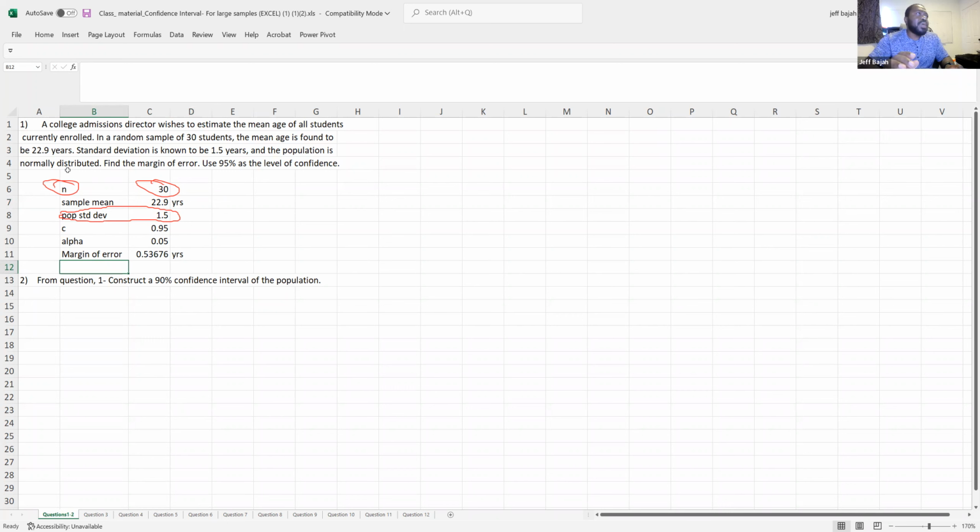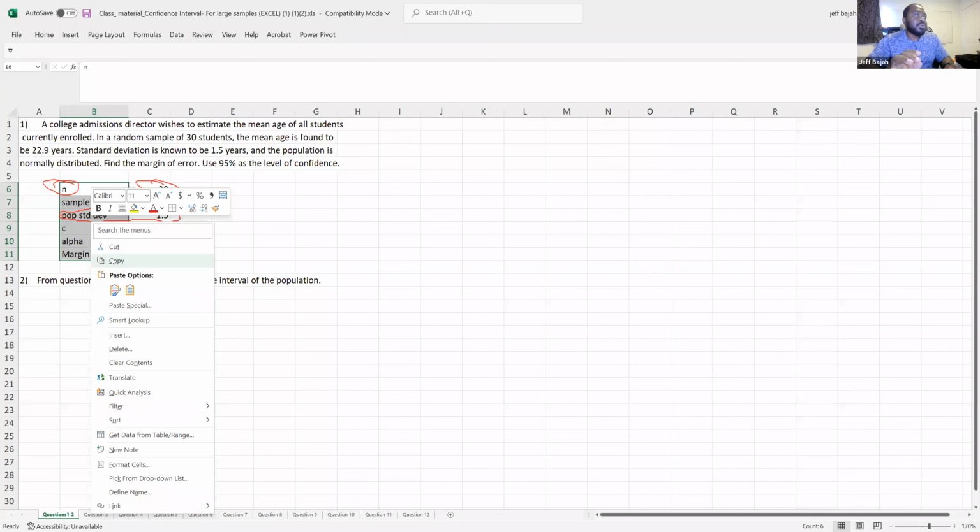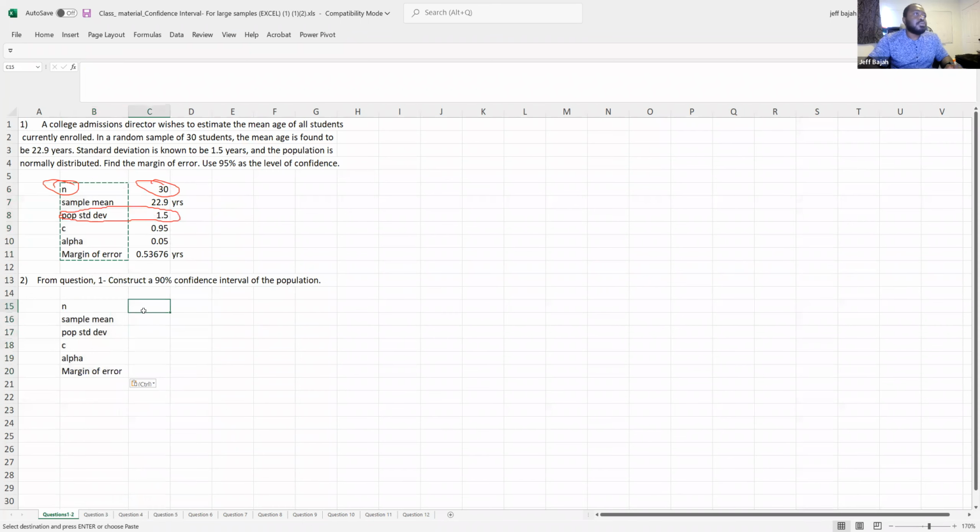The second question now says, based on what you've learned from question 1, now construct a 90% confidence interval using the same population. So this becomes easy for us. I'm just going to copy some of this stuff here, and then we're going to write down what the values are. We know this is steady, which was given to us. We know this is 22.9, which was given to us. We know that the standard deviation is 1.5, but we were told that the confidence level is 90%, and so that's the same thing as 0.9. In that scenario, our alpha will be 1 minus that, and that is 10%.